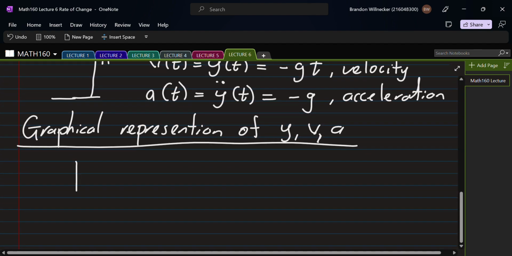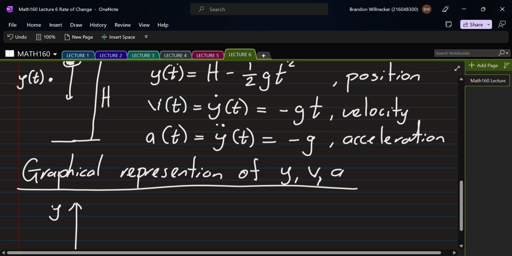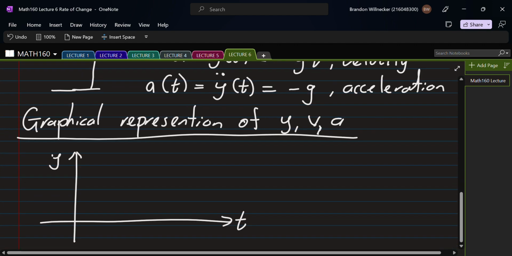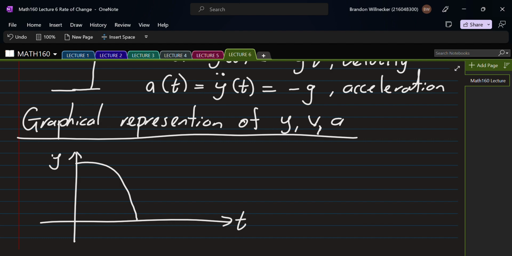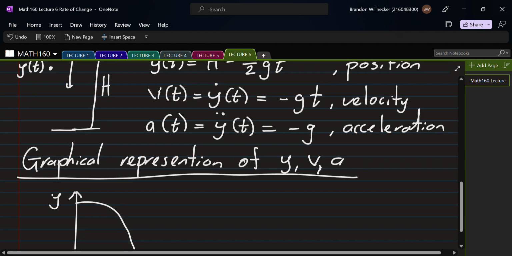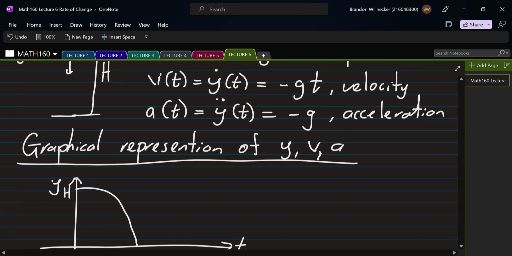Okay, so again, if we can draw a graph of this here, so we've got t, y, and then we'll use this example here with this object falling. So it's h minus half gt squared. Let's say maybe it looks something like this. Okay, so it's an upside down parabola just by looking at that formula over there. And then here we have h where it starts.